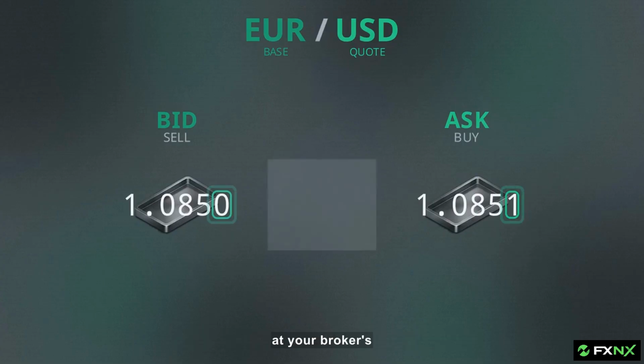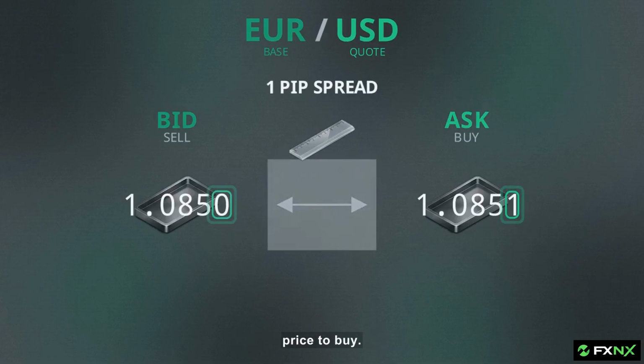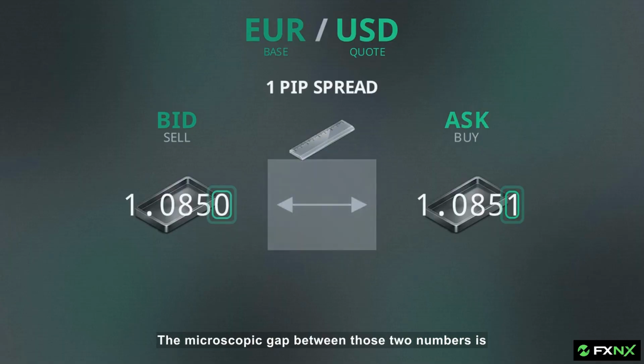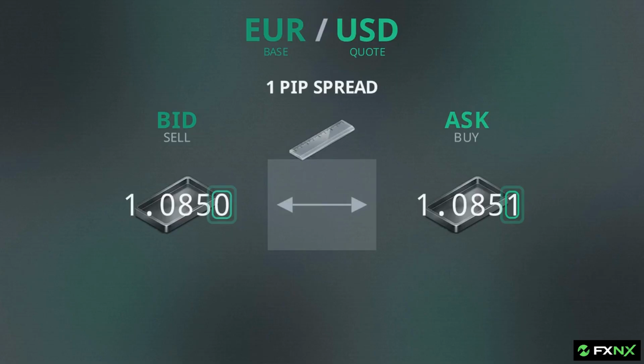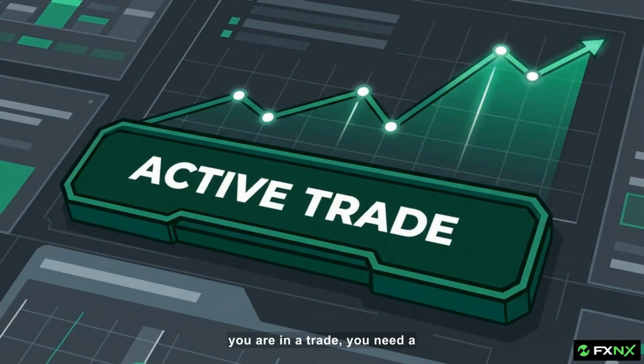When you look closely at your broker's platform, you will see two slightly different numbers, a bid price to sell and an ask price to buy. The microscopic gap between those two numbers is the spread, which acts as the broker's transaction fee. Recognizing this quote structure and factoring in the cost of the spread is the baseline requirement before committing any capital to a position.